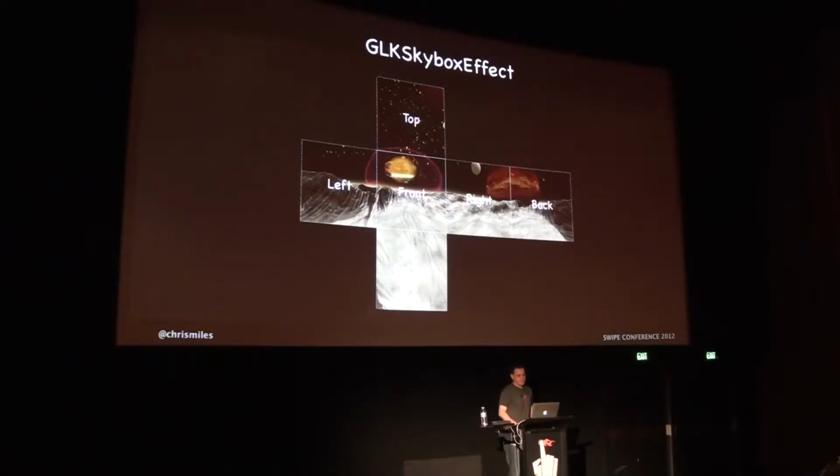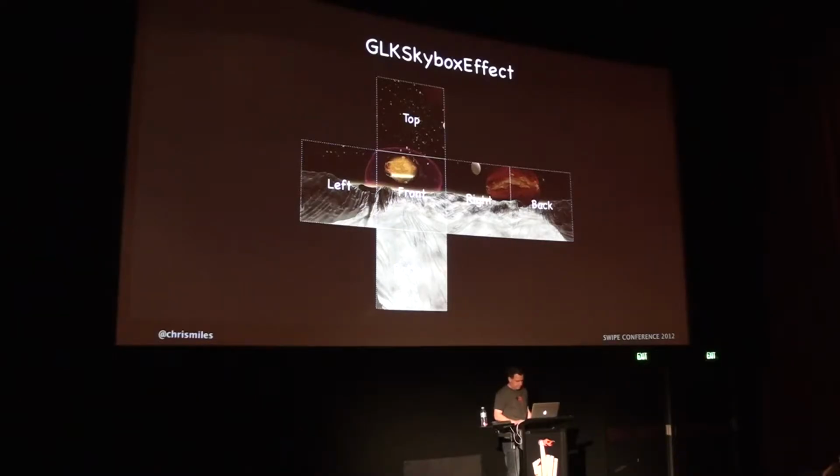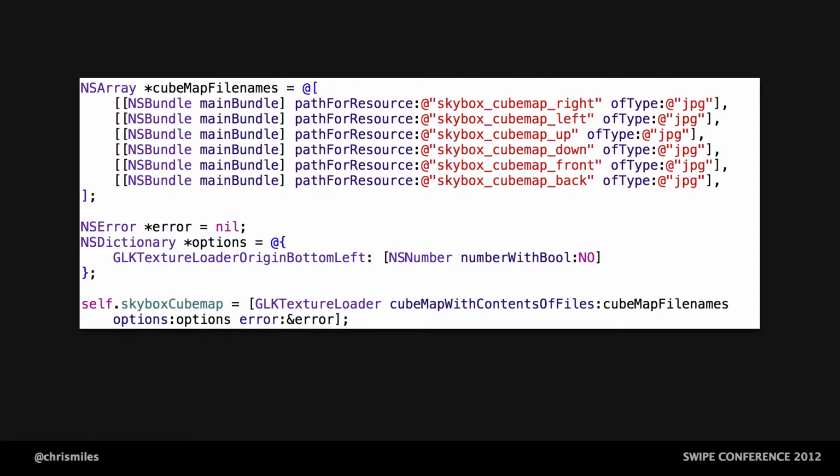GLKit gives us a class called GLKSkyboxEffect. And the first thing we need to do, to set up this effect, is to give it images for the skybox. So as I said, a skybox is basically a cube, and we just supply 6 images, one for each face of the cube. And we're supplying effectively the images like we show here. In terms of code, we use our good old friend GLKTextureLoader to actually load them for us. So what we do is we give it an array of the paths to those 6 images that we're going to apply to the skybox.